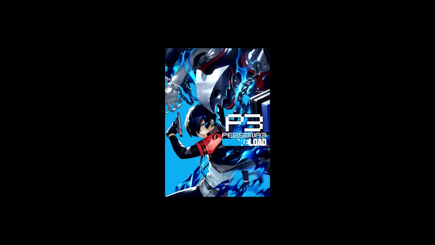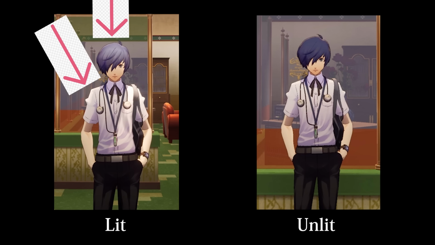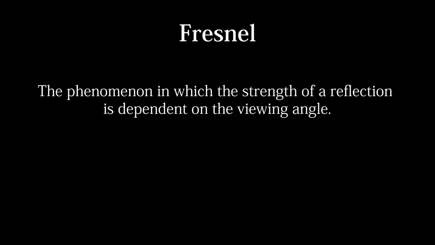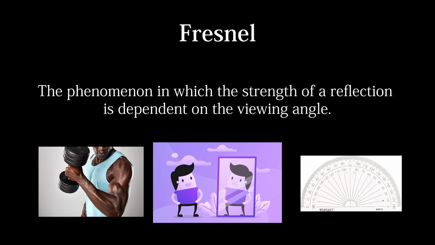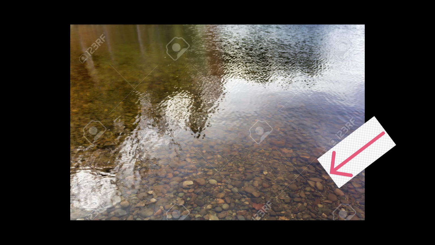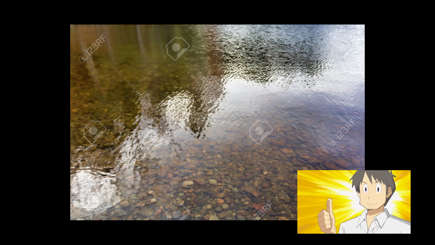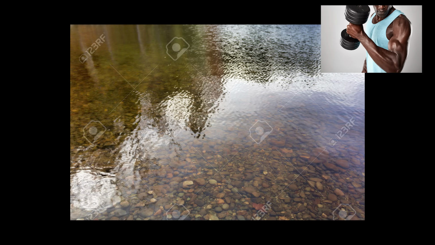Persona 3 makes use of another PBR concept known as fresnel, which is where this slight rim lighting comes from. Fresnel is something you observe every day. It is the phenomenon in which the strength of a reflection is dependent on the viewing angle. This is easily observed with water. When you're at a lake and you look straight down at the water, you can see through it just fine. But very quickly as you go towards the horizon, the water surface becomes more mirror-like as the strength of the reflection increases towards the grazing angles.